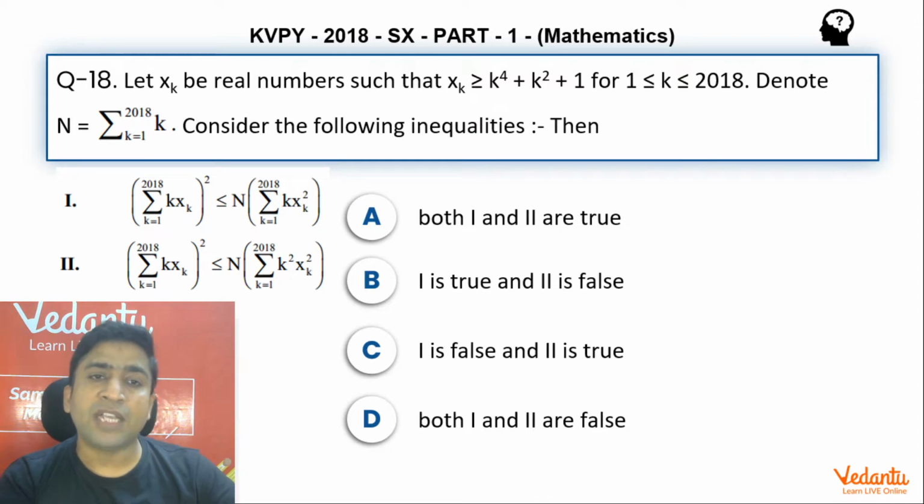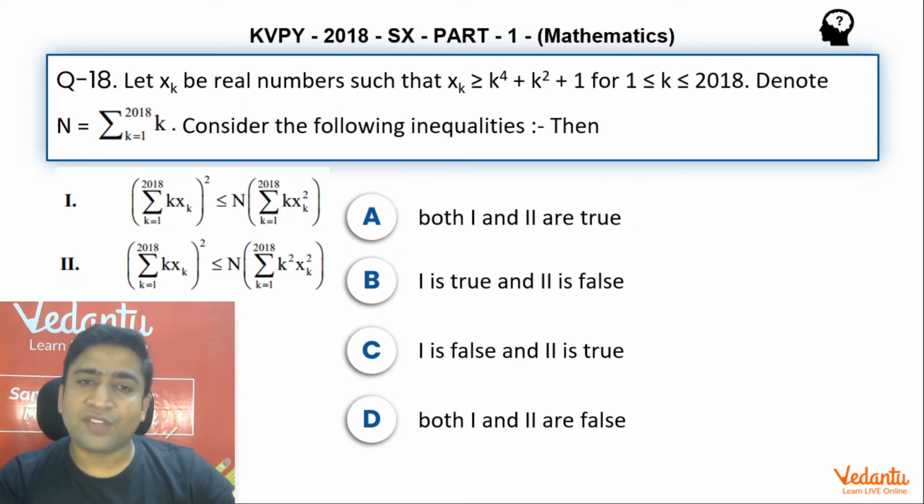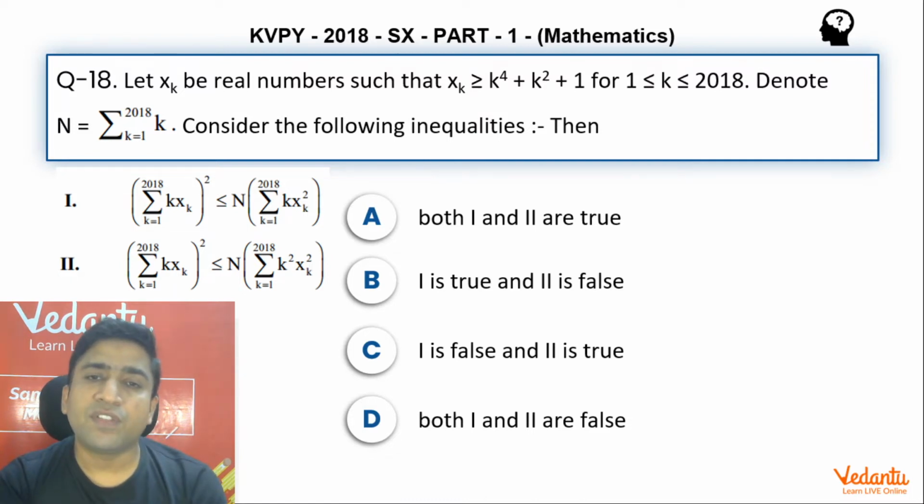Statement 1 is sigma k xk, complete squared, where k starts from 1 to 2018, is less than or equal to n times sigma k xk square, where k starts from 1 to 2018. And statement 2 is sigma k xk, complete squared, where k starts from 1 to 2018, less than or equal to n times sigma k square xk square, where k starts from 1 to 2018. So the point is that we have to justify which of these statements are true and false.